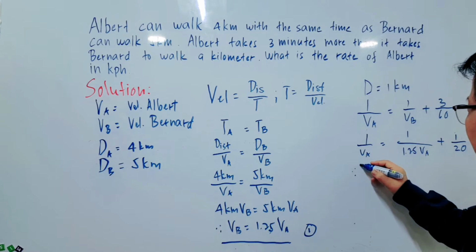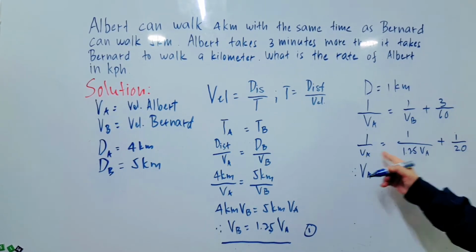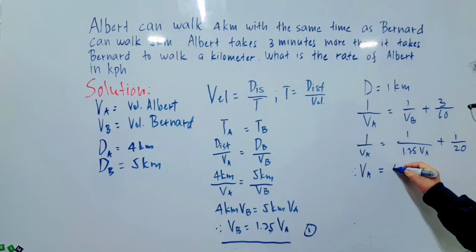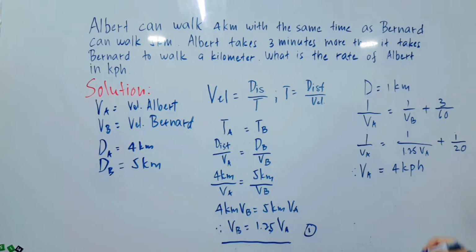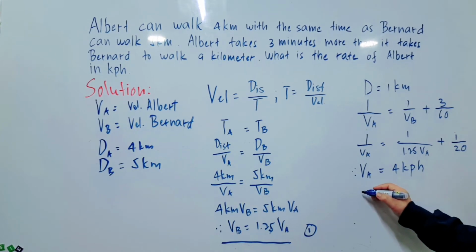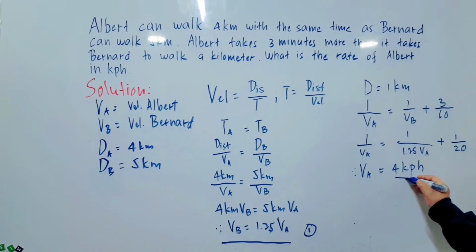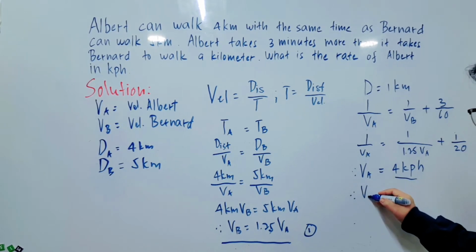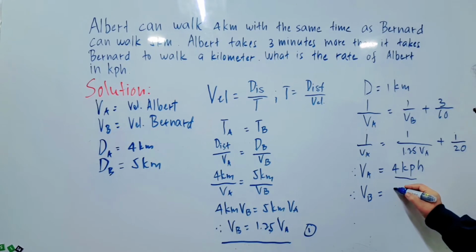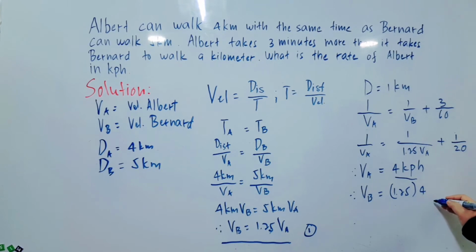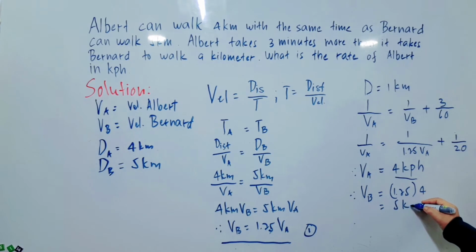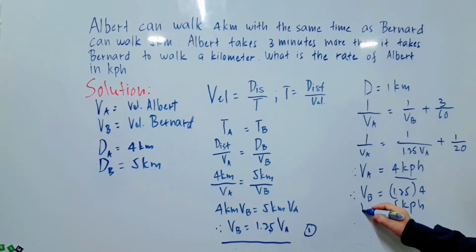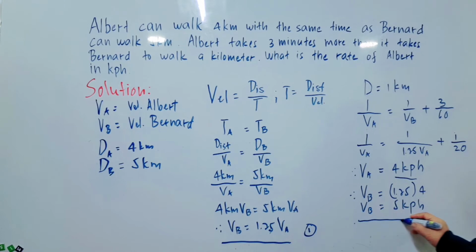Therefore, simplifying all this, VA is equal to 4 kilometers per hour. And VB, of course, we already have VA. Therefore, VB is equal to 1.25 times 4, which is equal to 5 kilometers per hour. That is the value of VB.